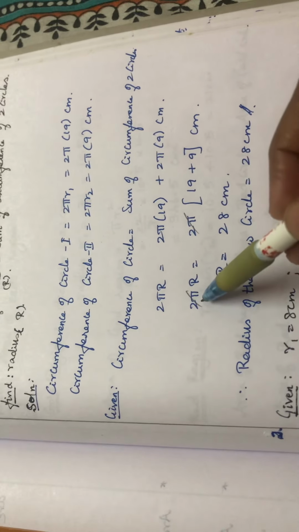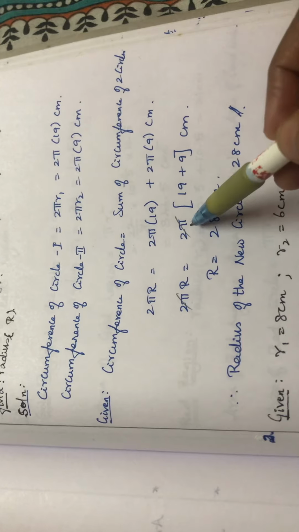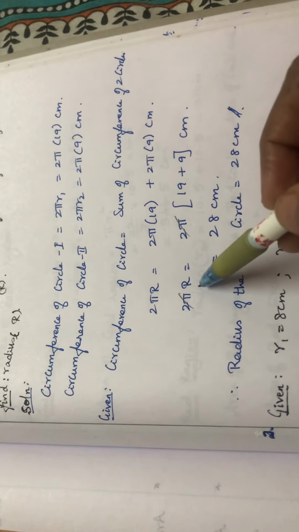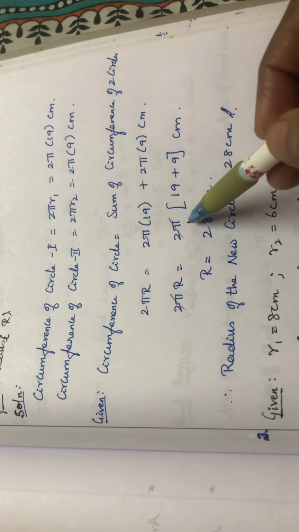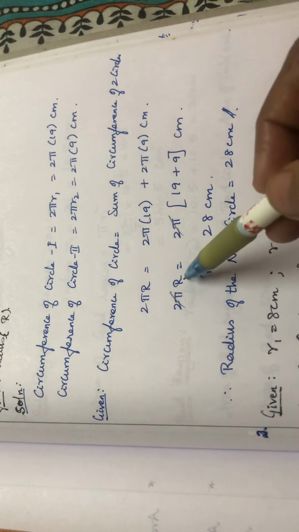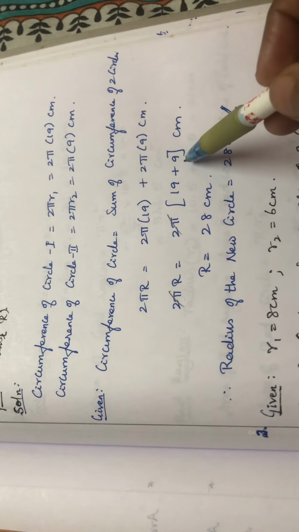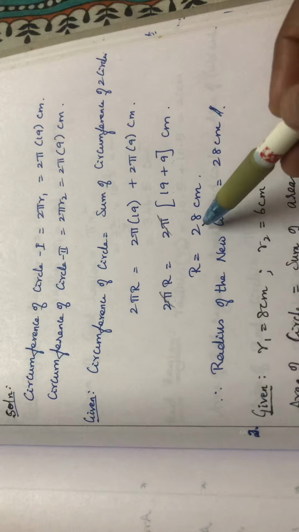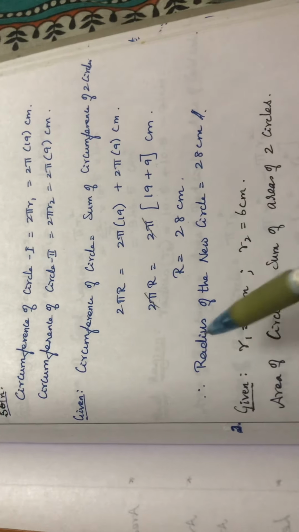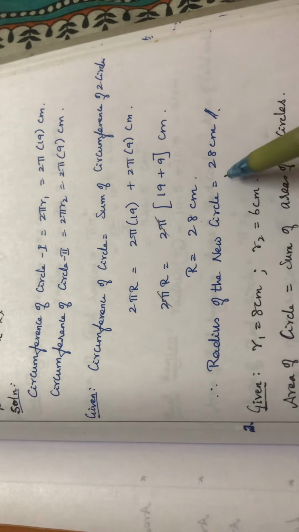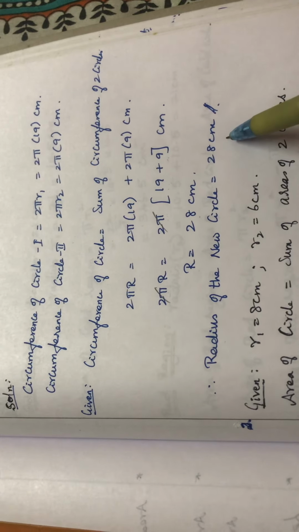So this side 2 pi is there, this side also 2 pi is there. I can cancel, one on the left hand side and another on the right hand side. So cancelling this, R is equal to 19 plus 9. 19 plus 9 is 28. Therefore the radius of the new circle is equal to 28 centimeter.